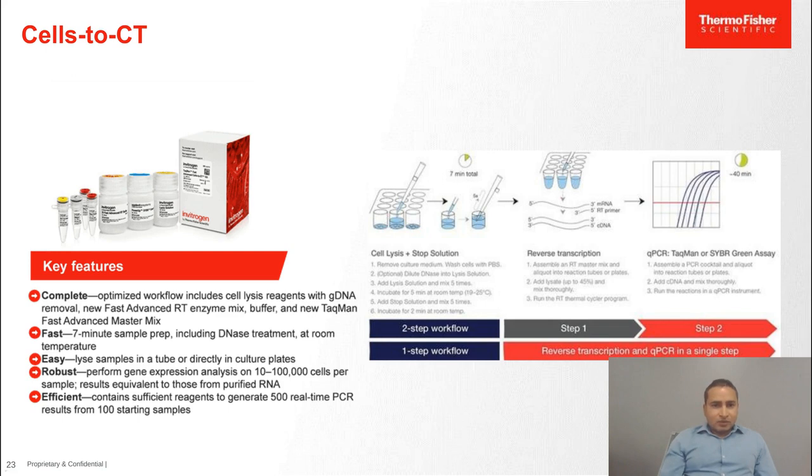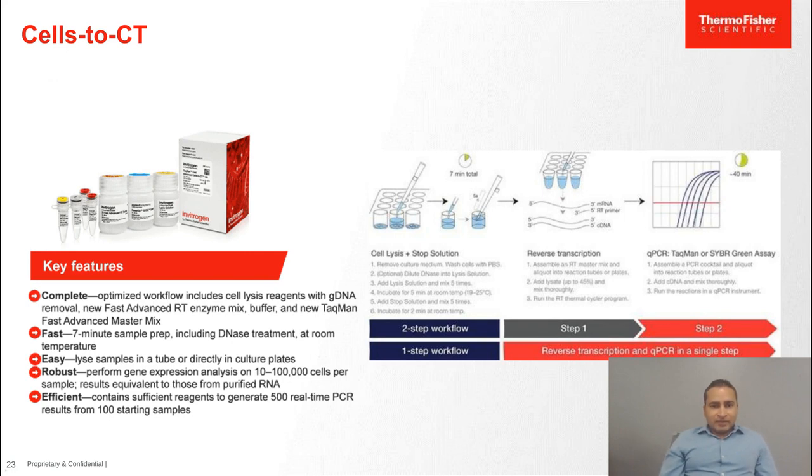In terms of the total time, the sample prep time is only about 7 minutes for these kits. In terms of workflow, once you have your cultured cells, wash them with PBS, prepare lysis solution with DNase, add your lysis solution to the cells, pipette and mix 5 times, and then incubate the cells for 5 minutes. Then you add your stop solution, pipette mix 5 times, and incubate at room temperature for 2 additional minutes. And from this stage, you could choose one of 2 paths for processing samples.